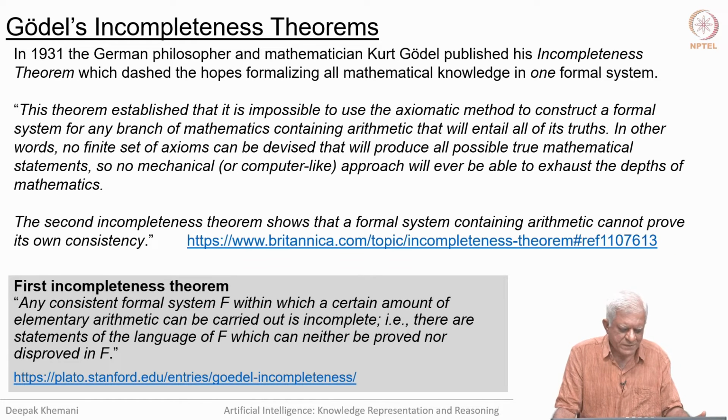So, as I said, there were two theorems. The first theorem says any consistent formal system F within which a certain amount of elementary arithmetic can be carried out is incomplete. There are statements of the language of F which can neither be proved nor disproved in F essentially. So, when you say that they can neither be proved nor disproved, it is not the case that you take the negation of the statement, then you would be able to prove it also. Neither is possible.